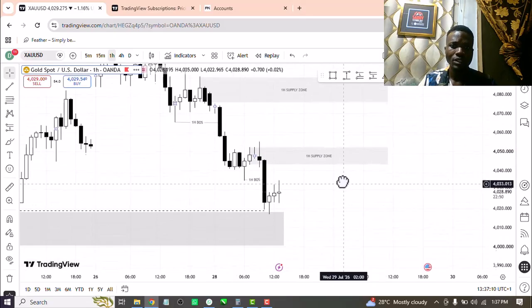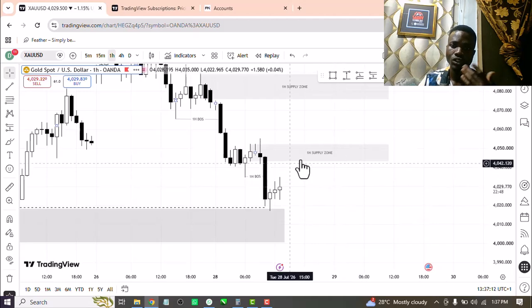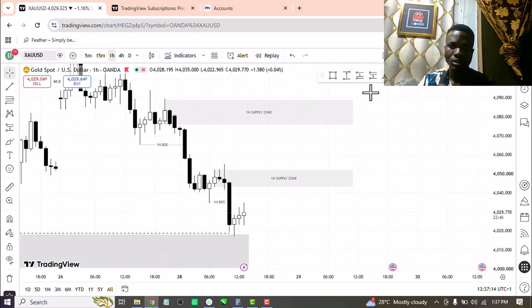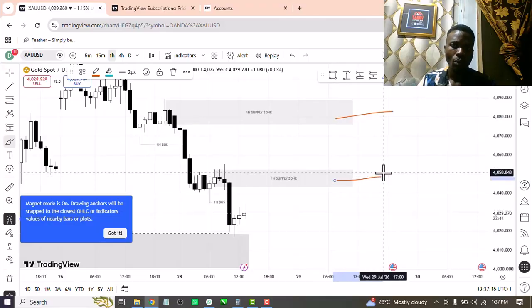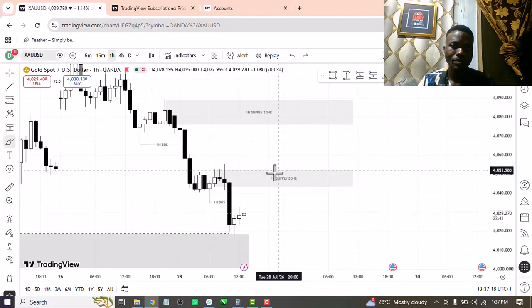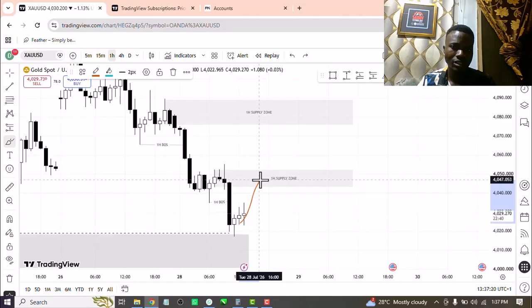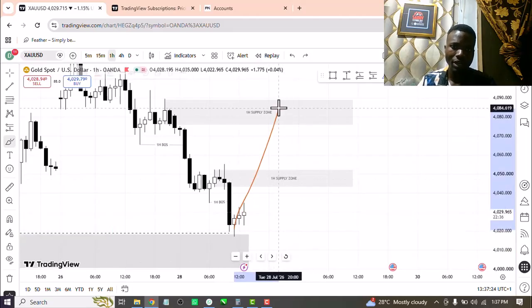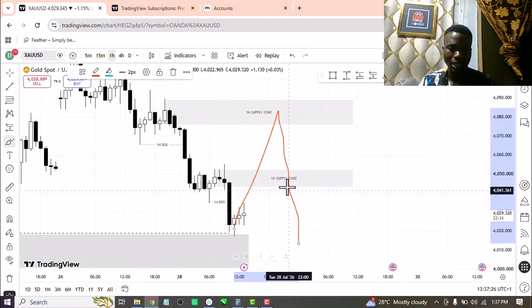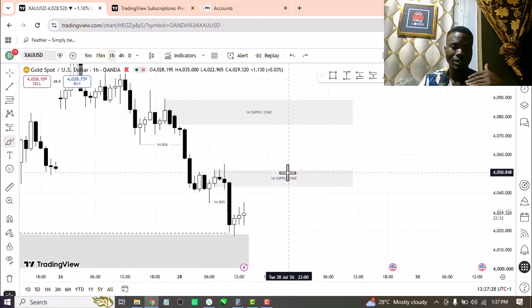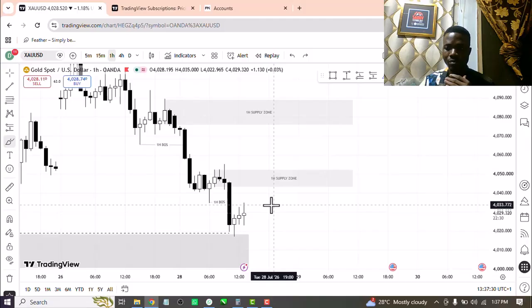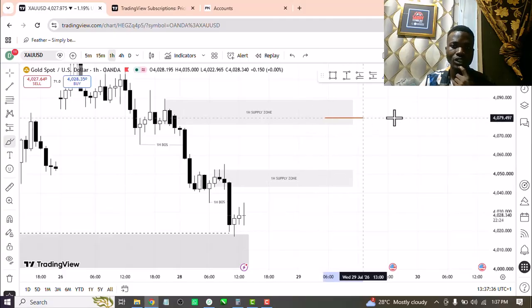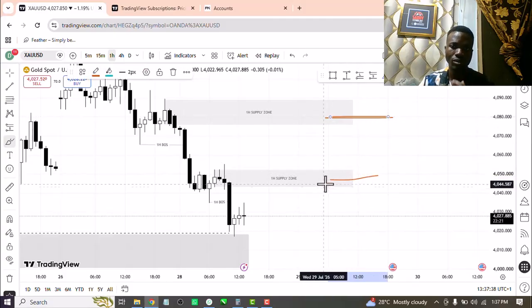So if I want to be looking to sell price from either this zone or this zone, what am I going to be expecting? I'm going to be expecting price to either come and retest this zone before I sell to the downside, or price should come and respect this zone before I sell to the downside. But by 2 o'clock, when it is the overlap session, the timing is going to determine where I'm going to enter, either this or this.